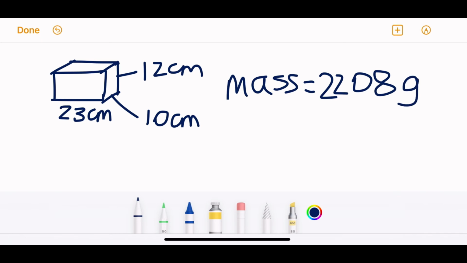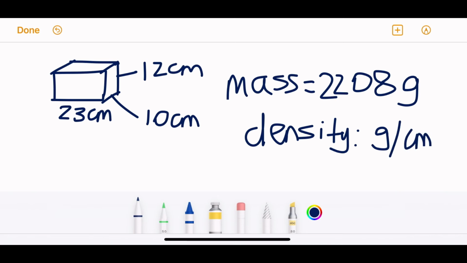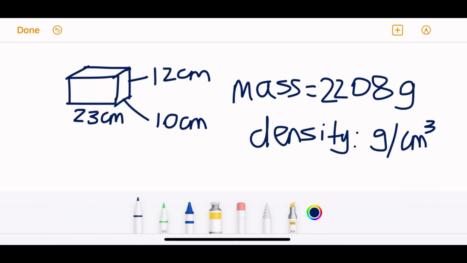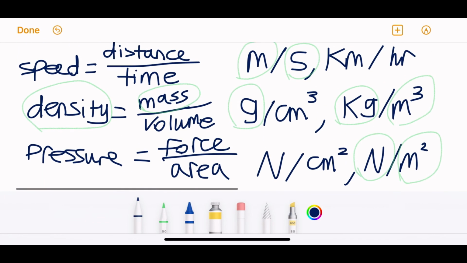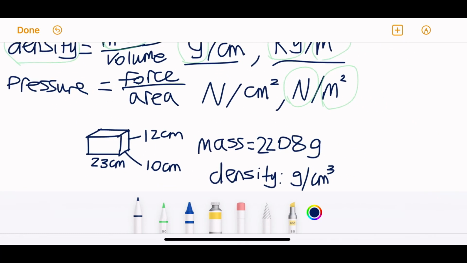I want to find the density of this cuboid in grams per centimeters cubed. Well, in order to do that, we need to refer back to the rules that we looked at. We knew that density equals mass over volume, and we're trying to find either this or this, right? So let's go and find it.